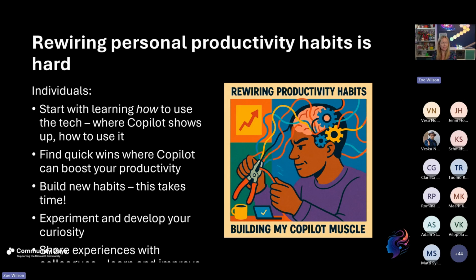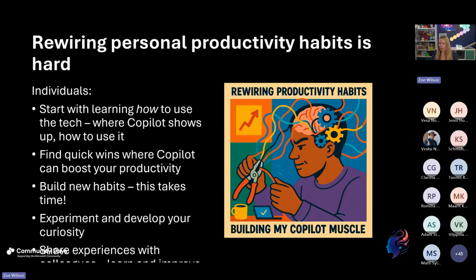So like I said, rewiring personal productivity habits is super hard. So what this means is that, as individuals, we need to start with understanding how to use the tech. So in this case, Copilot, we need to understand how to start using Copilot. We need to know where it shows up. We need to know what types of prompts we can use. We need to know which apps, what kind of behavior differences there might be across the different apps, and all those kinds of things. And then what we want to do is to find some of the quick wins where Copilot is able to boost your productivity.